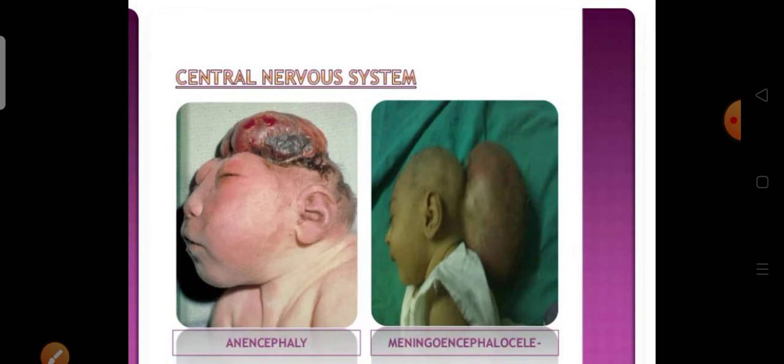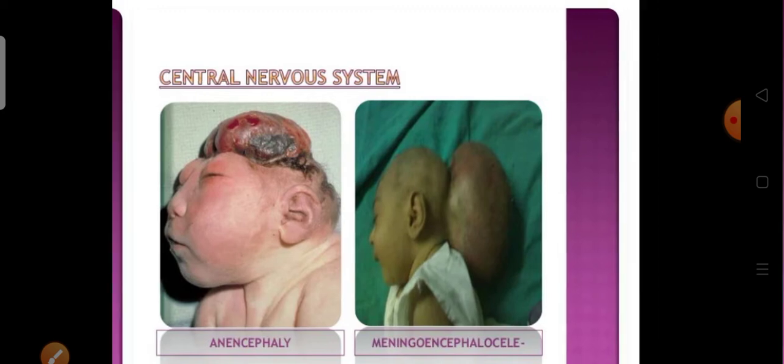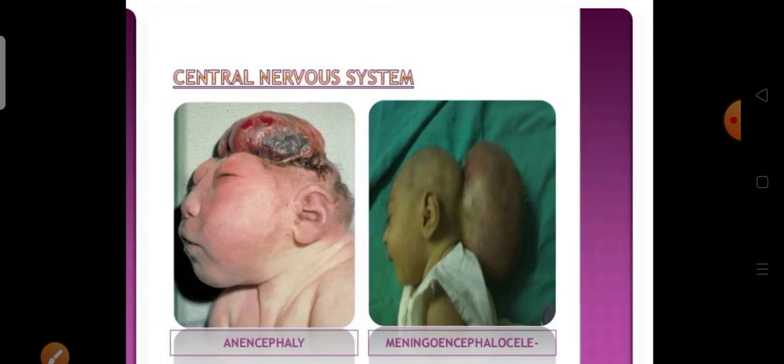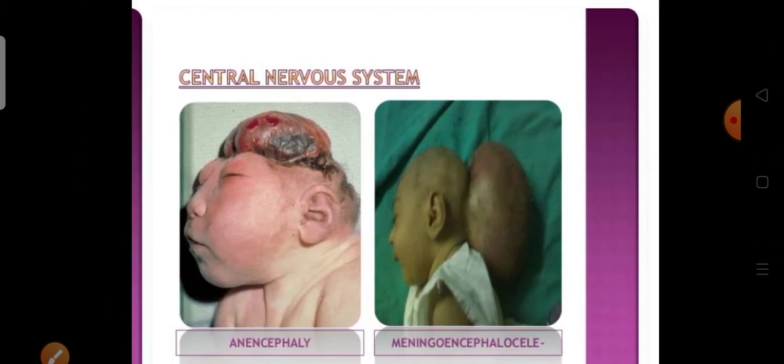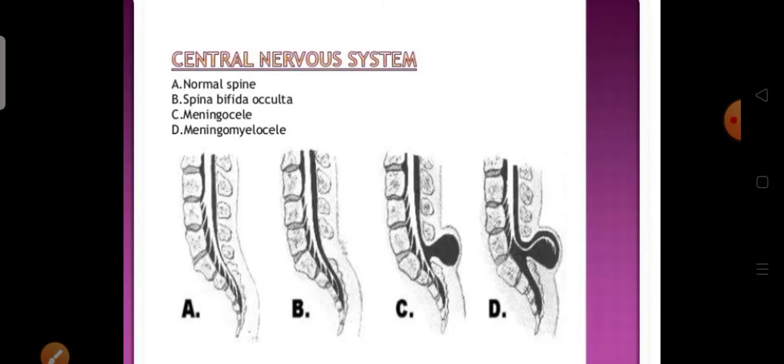You will see here the face is big, there is no proper formation of the head, isn't it? Next one is meningoencephalocele. There will be a water formation, like cerebrospinal fluid, and also a protrusion. Okay, abnormal structure of the spine. Okay, next one is the central nervous system.